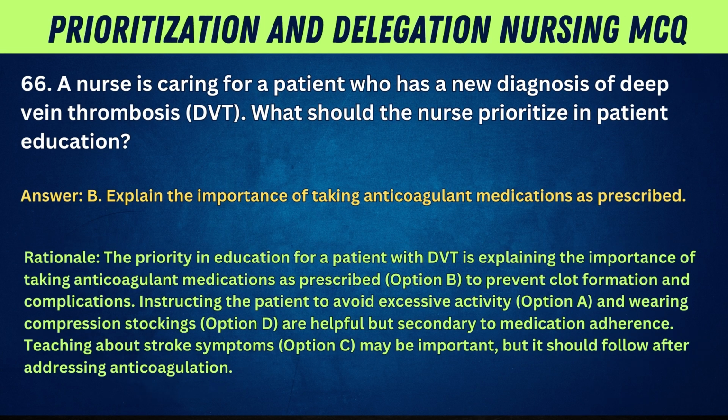Answer: B. Explain the importance of taking anticoagulant medications as prescribed. Rationale: the priority in education for a patient with DVT is explaining the importance of taking anticoagulant medications as prescribed, option B, to prevent clot formation and complications. Instructing the patient to avoid excessive activity, option A, and wearing compression stockings, option D, are helpful but secondary to medication adherence. Teaching about stroke symptoms, option C, may be important, but it should follow after addressing anticoagulation.